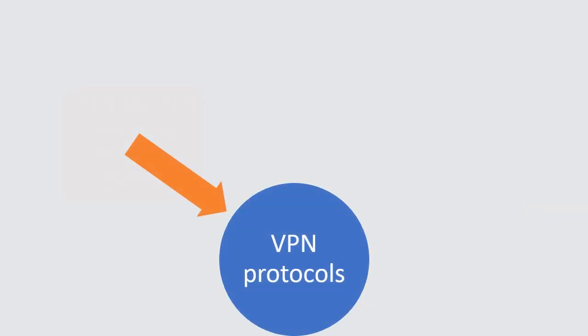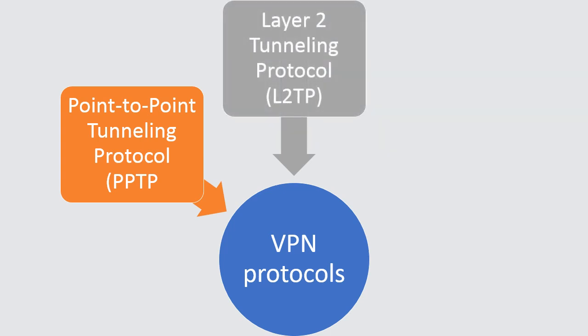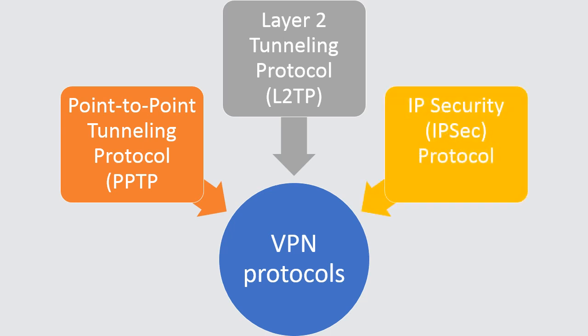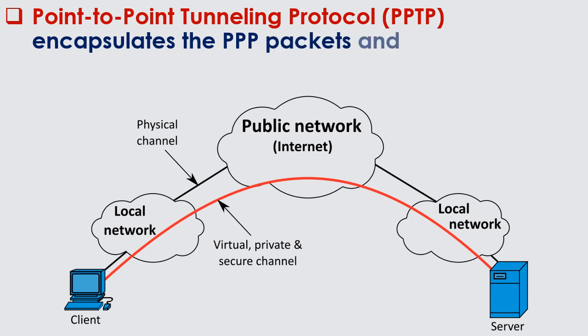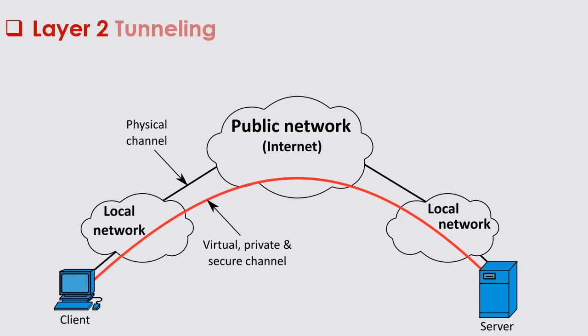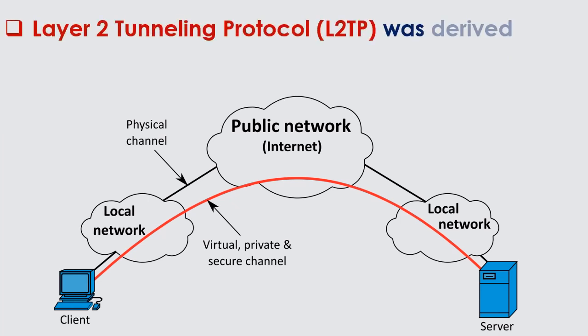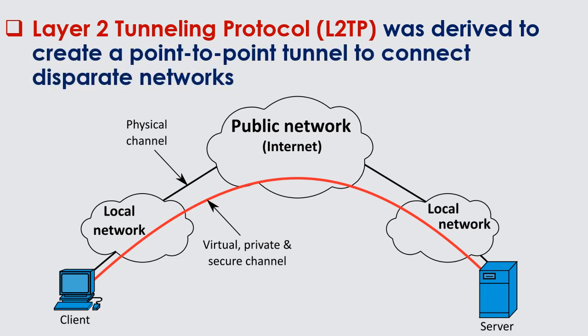Common VPN protocols are Point-to-Point Tunneling Protocol, PPTP, Layer 2 Tunneling Protocol, L2TP, and IP Security, IPSec, Protocol. Point-to-Point Tunneling Protocol, PPTP, encapsulates the PPP packets and creates a point-to-point tunnel connecting two separate systems. Layer 2 Tunneling Protocol, L2TP, was derived to create a point-to-point tunnel to connect disparate networks.